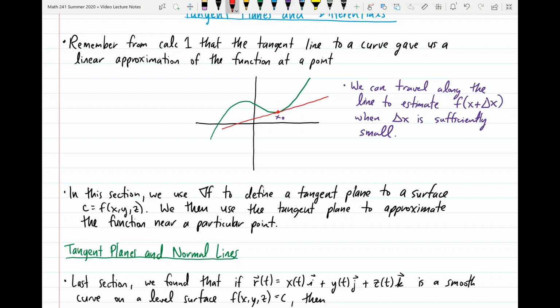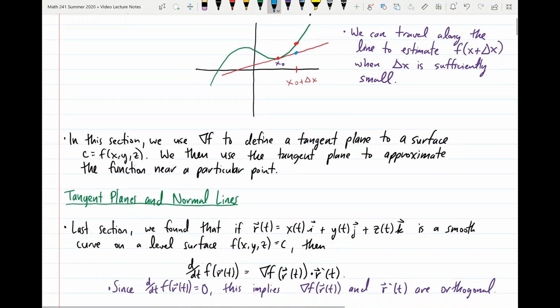So if we pick some other x value, say x naught plus delta x, maybe somewhere over here, then the value of the function at that point is going to be this y value here, where I've just drawn the red dot, but the tangent line approximation for the function at that point is going to be this blue dot here. And you can see that as we get closer and closer to the point x naught that describes our tangent line, this approximation gets better and better.